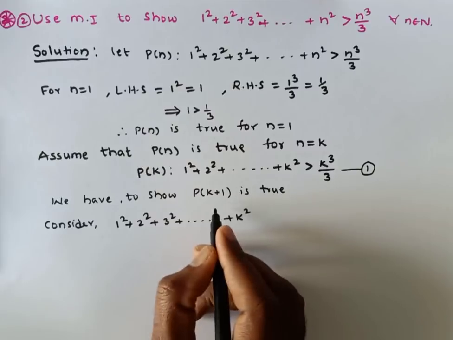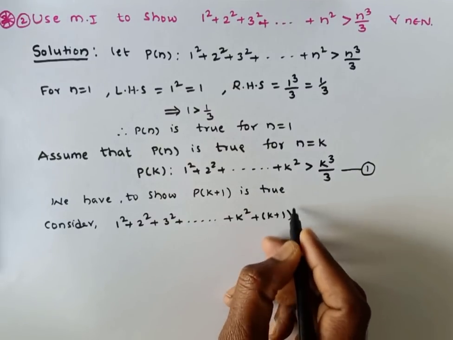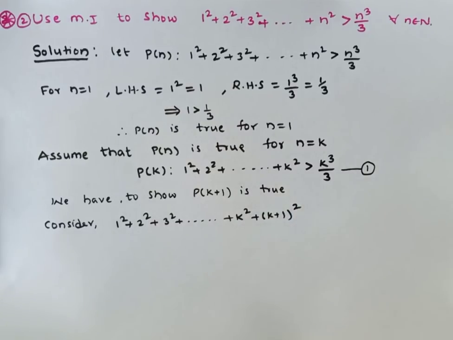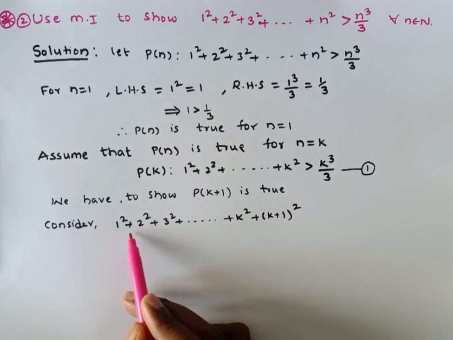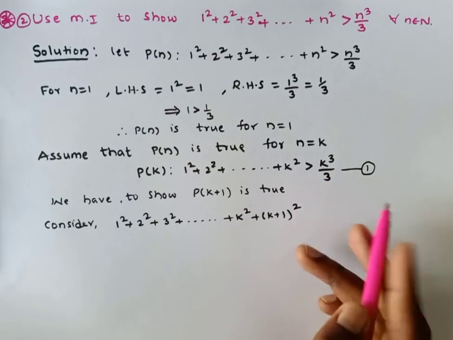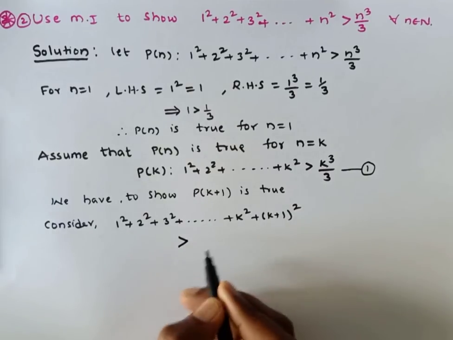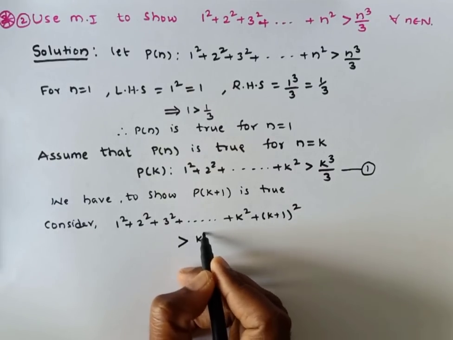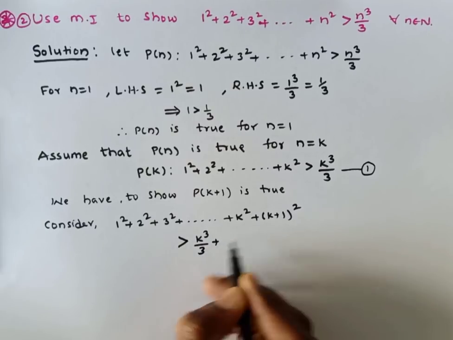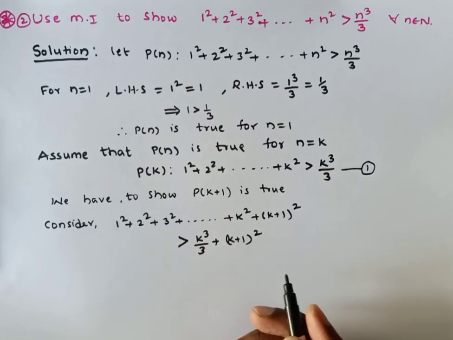But we need to consider the k plus 1 term. So here another term is k plus 1 whole square. Now here we need to use the first inequality, compulsorily. We already know that the sum of these terms is always more than k cube by 3. So this entire value is greater than k cube by 3 plus the extra term, that is k plus 1 whole square.